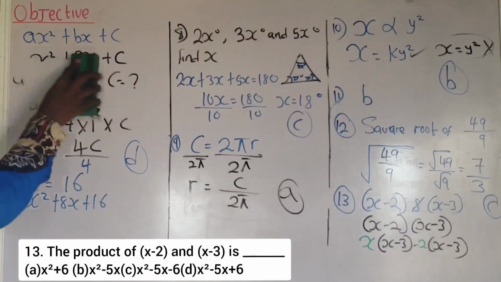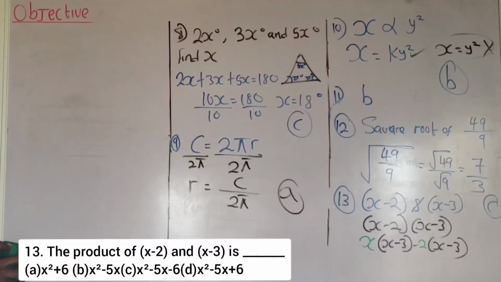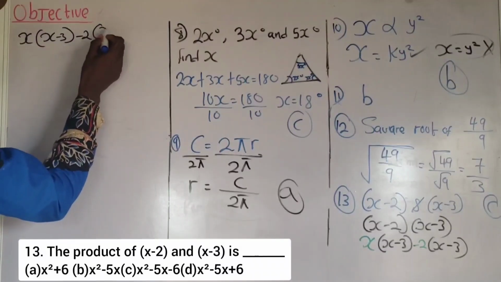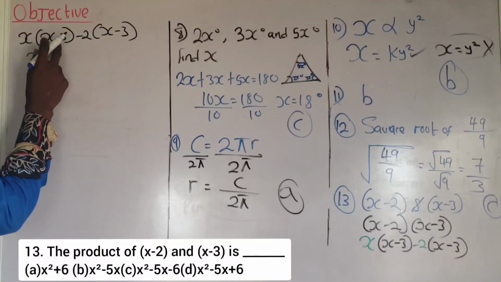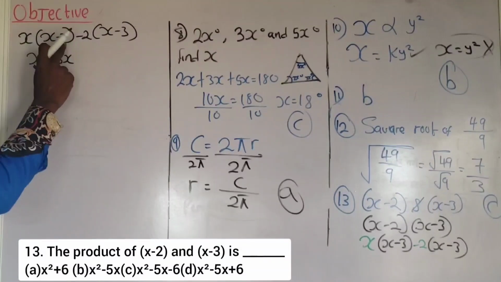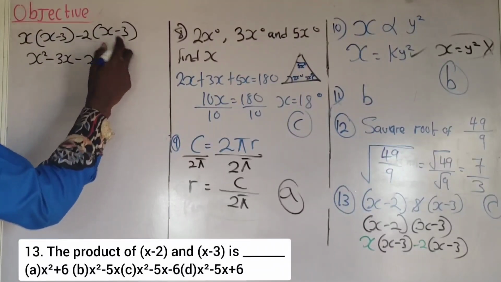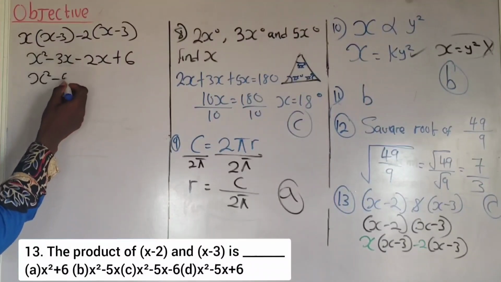Let me erase this. All you have to do now is just simplification, then you are done. Now let us proceed. We have x into bracket x minus 3, then minus 2 into bracket x minus 3. Okay, x times x is what? X squared. X times negative 3, that is negative 3x. Negative 2 times x, that is what? Negative 2x. Negative 2 times negative 3, that is what? Positive 6. So here I'm going to have x squared minus 5x plus 6.